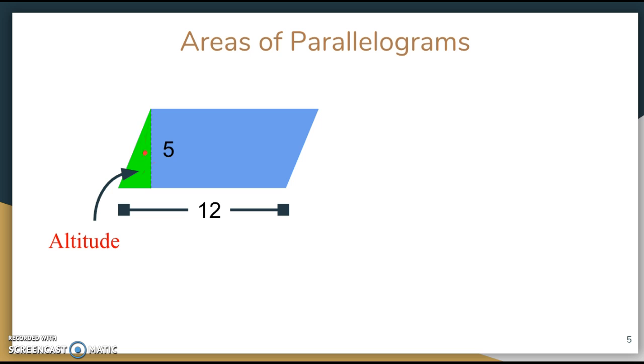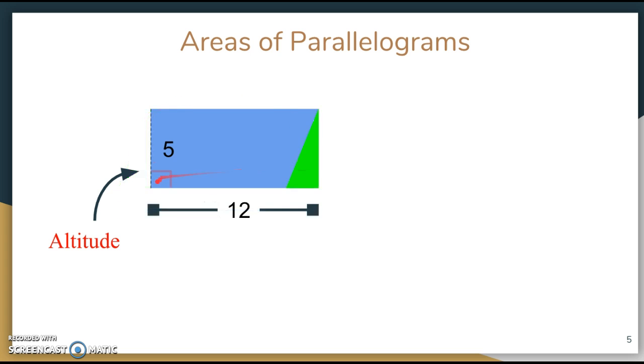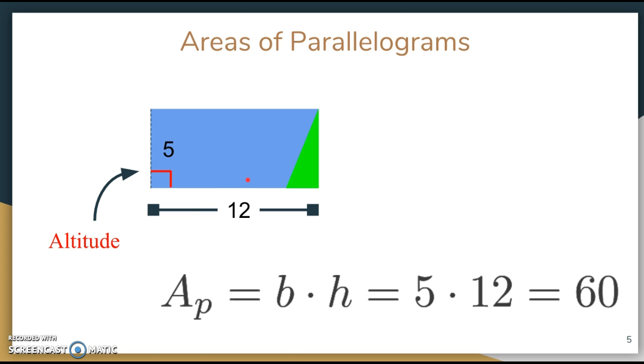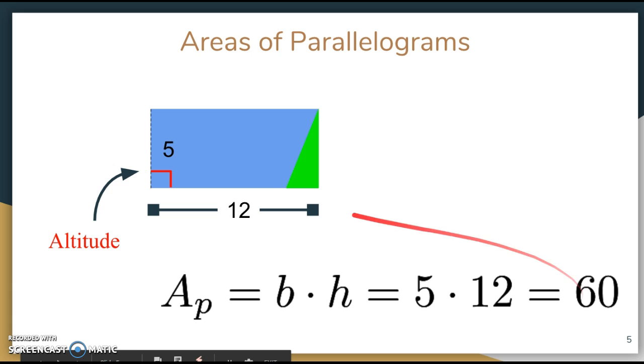So let's take this triangle and we're going to move it over to the other side. And you can see now that this turns it into a square. I mean, a rectangle. So here we have a rectangle that is 5 by 12, and we already know how to do that. So all we have to do is multiply the base times the height, which in this case is the altitude, and we get 5 times 12 is 60. So that parallelogram that we had is equal to 60.